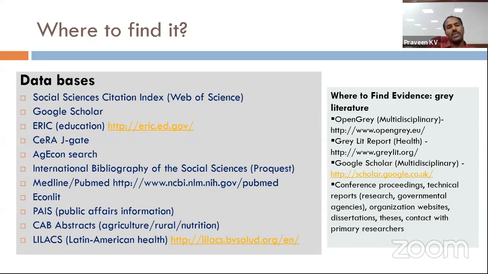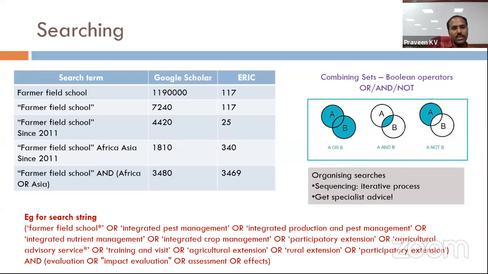Once we are searching from these, we have to use specific codes or search strings, words. We have to be very careful while putting in the words, because in Google Scholar, whatever we give, we will get results, we will get papers. I have just tried to show the difference between Google Scholar and ERIC when searching using different search words. When we plainly search farmer field schools, see the number of hits it has come.